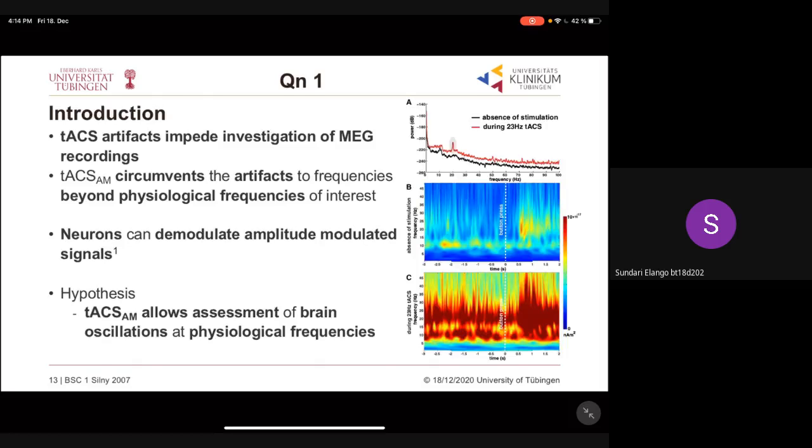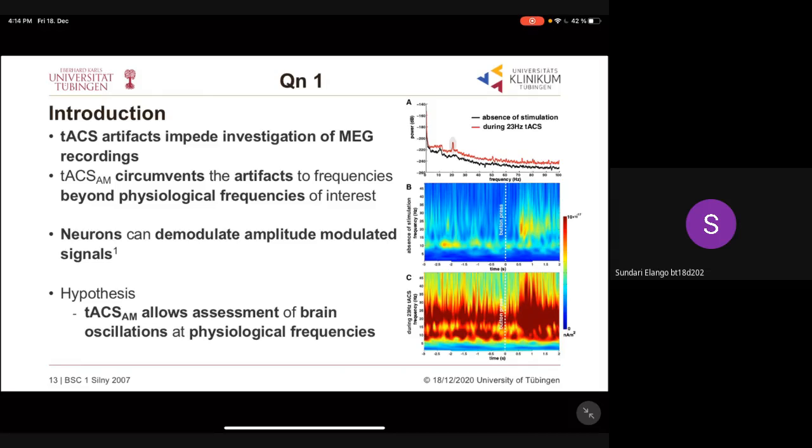So coming to question number one. Let's look at the first signal of the first figure A on the top. You see when there is no stimulation, in the black curve, you do not see a clear peak. Whereas when you apply a stimulation signal, the power spectrum of the brain activity shows a peak at 23 hertz. So this peak is essentially reflecting the artifact and not the ongoing brain activity.